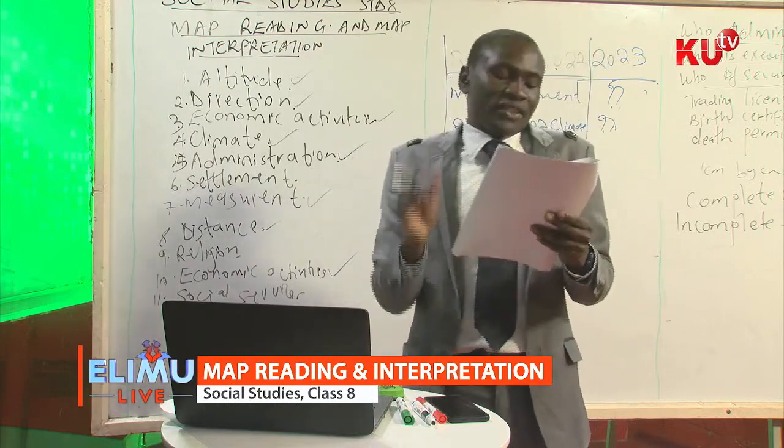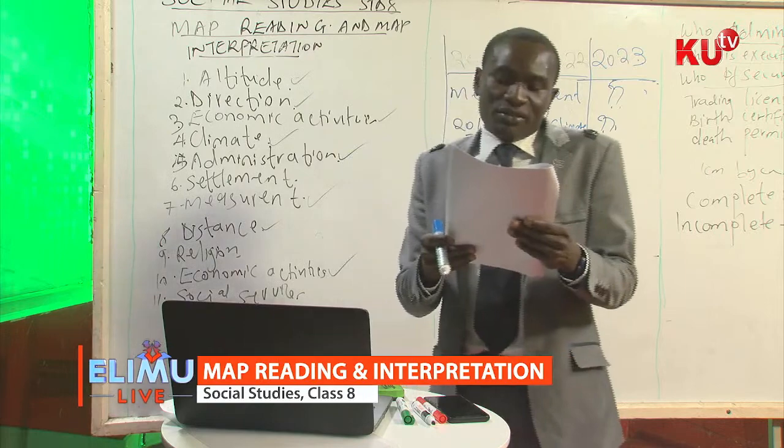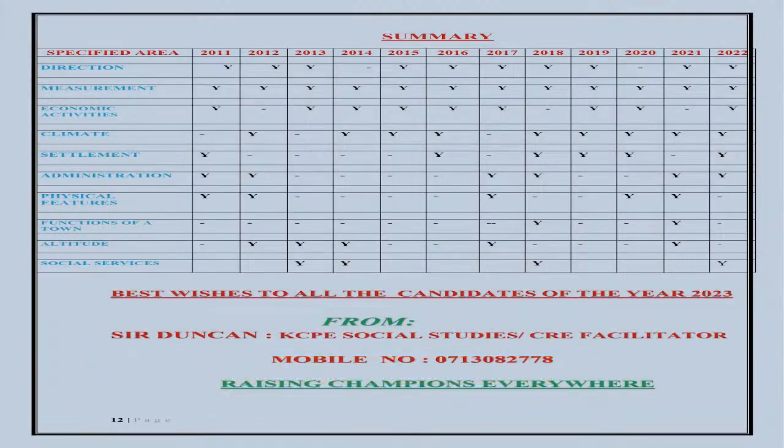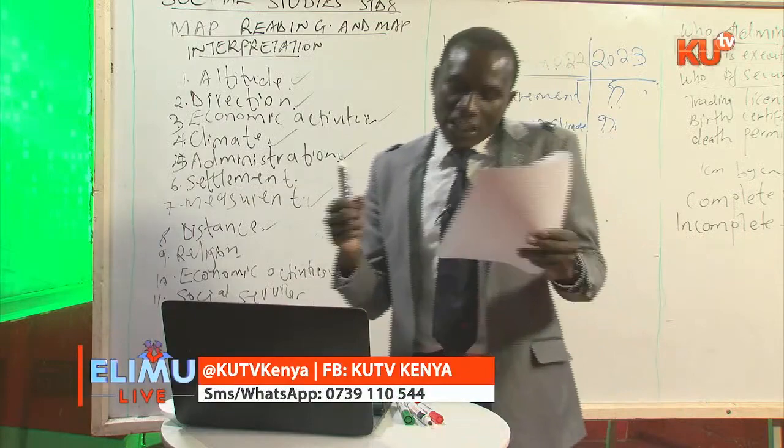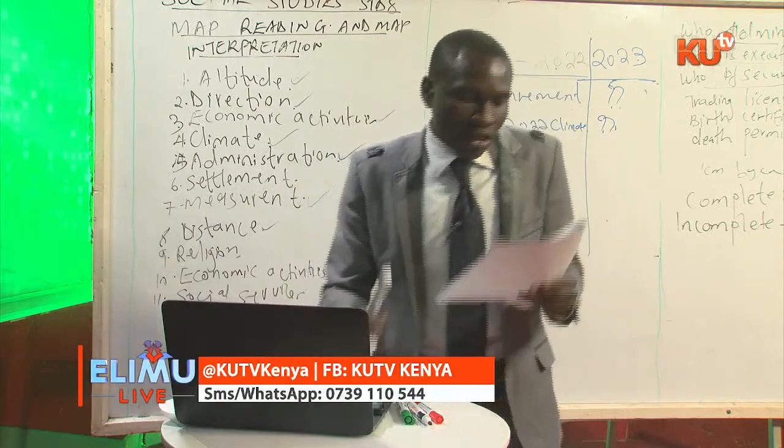But if you check on your screen, functions of a town, kindly take me there, please. Functions of a town, that question has only come 2 years, from 2011 to 2022. When a question does not come severally, that does not mean it will not be set. And when it comes severally, that does not mean it will be set. Again, when a question does not come several years, that does not tell you it will be set. And if it misses, it does not also mean that that area will not come.